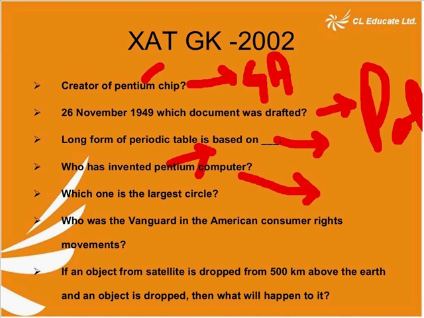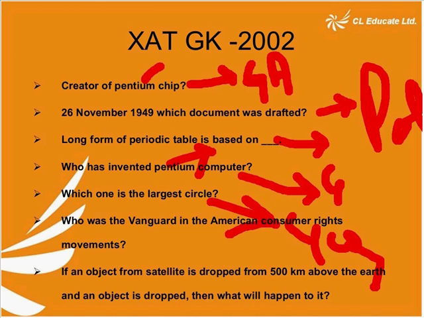Then, which one is the largest circle? The largest circle was referred to as the equator, Tropic of Cancer, Tropic of Capricorn. I have included that question in our 70 question set also. So, a question from geography. Still, I would say the largest circle is more of a general awareness question. In general awareness, it can be said to be linked to geography.